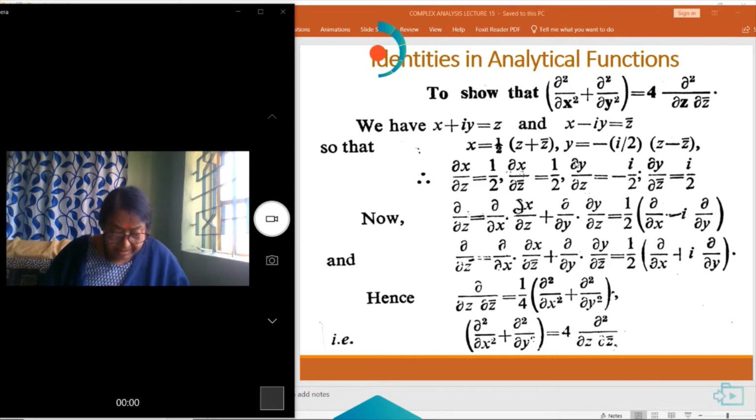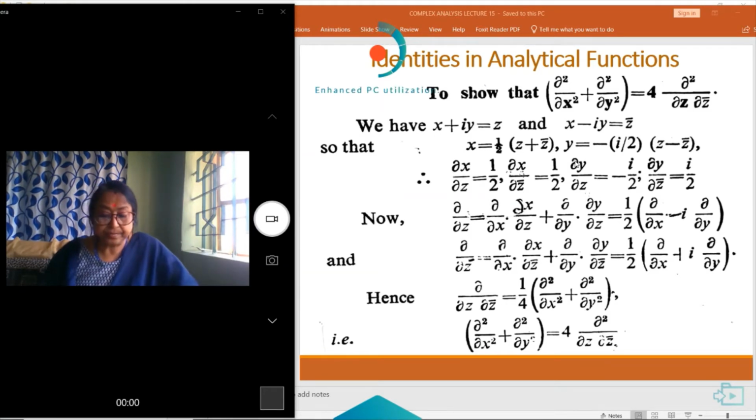by del z into del z bar can be written as 1 by 4 of del square by del x square plus del square by del y square. So, del square by del x square plus del square by del y square is equal to 4 del square by del z del z bar, which we are to prove.